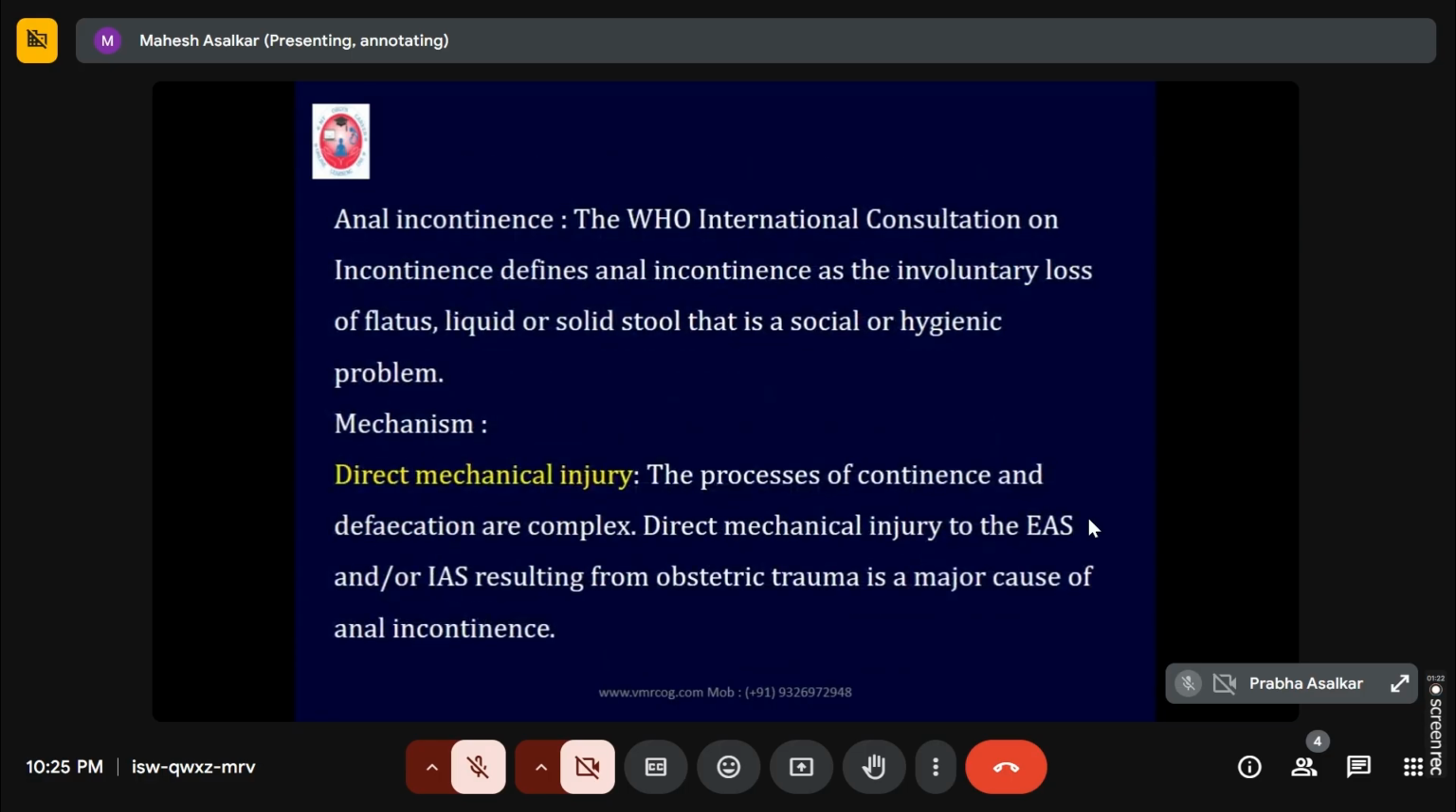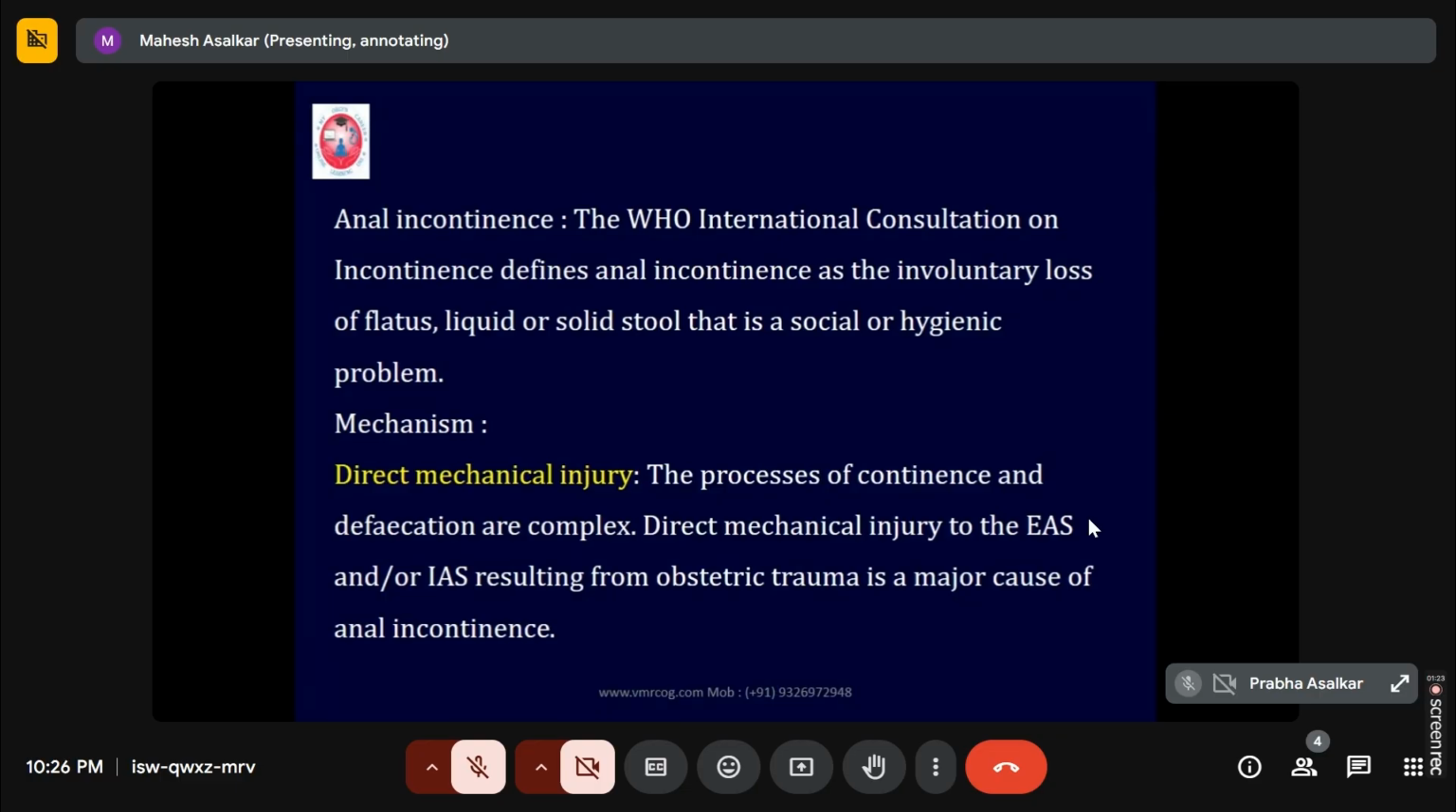So coming to anal incontinence, the WHO International Consultation on Incontinence defines anal incontinence as the involuntary loss of flatus, liquid or solid stool that is a social or hygienic problem. So it is a social and hygienic problem, with involuntary loss of flatus, liquid or solid stool. Now, what is the mechanism? There can be direct mechanical injury or there can be pudendal neuropathy. Okay, so direct mechanical injury; the process of continence and defecation are complex.